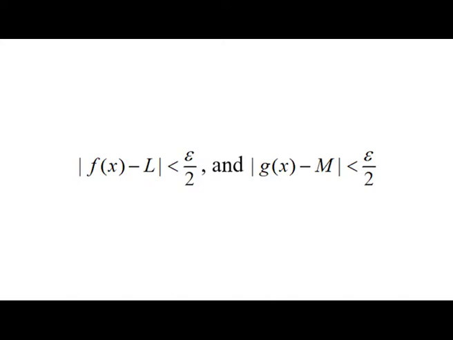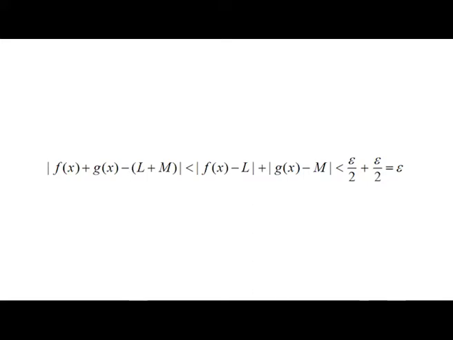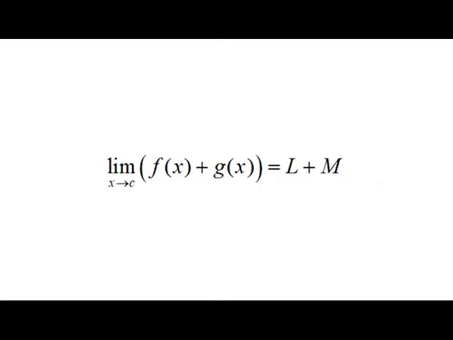Therefore, if 0 < |x − c| < delta, we have |f(x) + g(x) − (L + M)| ≤ |f(x) − L| + |g(x) − M| < epsilon/2 + epsilon/2 = epsilon. This shows that the limit of f(x) + g(x) as x approaches c is L + M, the delta-epsilon game.